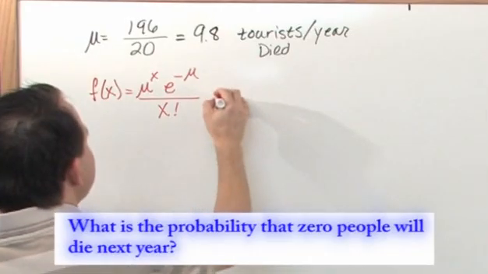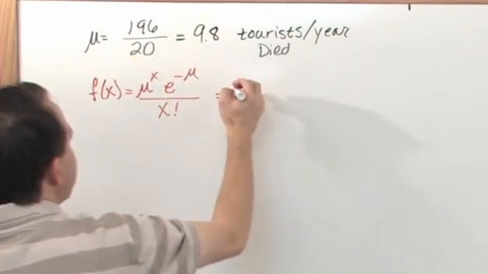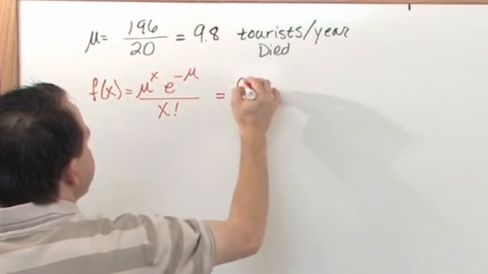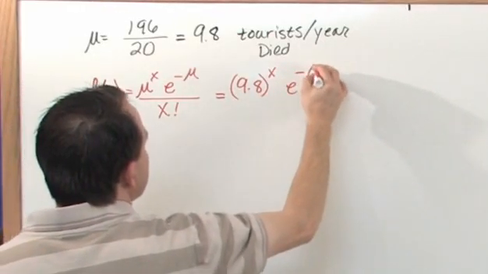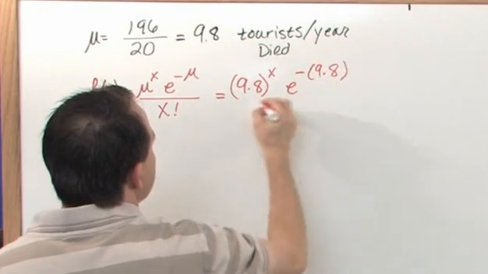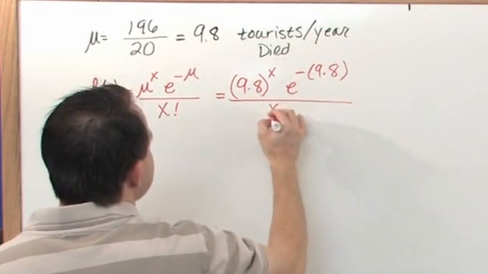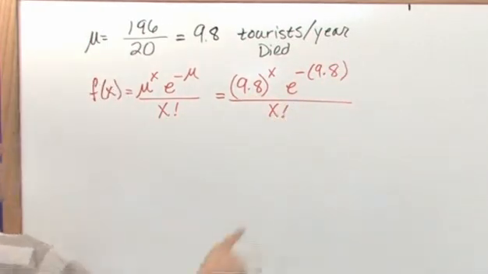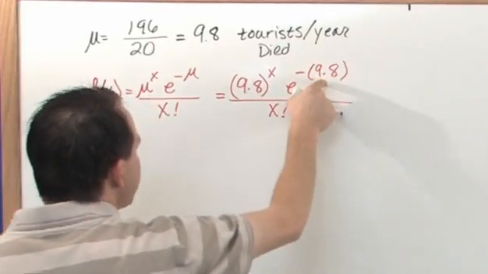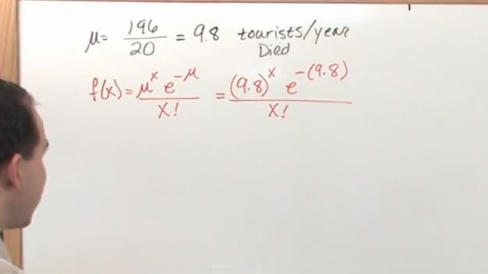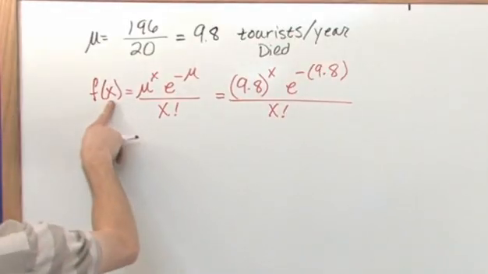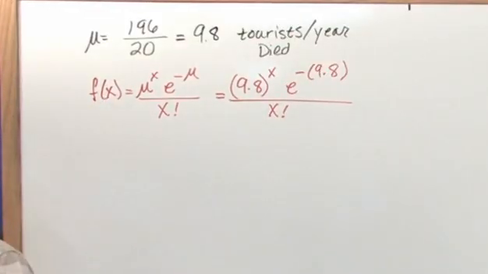Because we've calculated mu, 9.8, it's 9.8 raised to the power of x times e to the negative 9.8 over x factorial. So same thing as before, e to the negative 9.8 is a number, okay? X is my only variable I have here, and that's my random variable. Every number I put in here is going to give me the probability that that many tourists die in the year, okay, given my historical data.